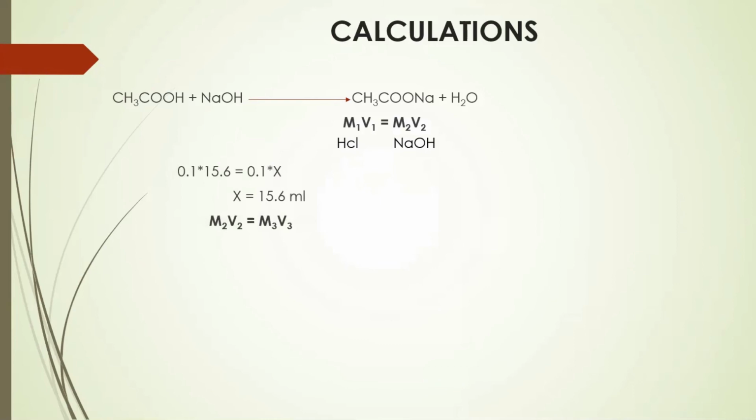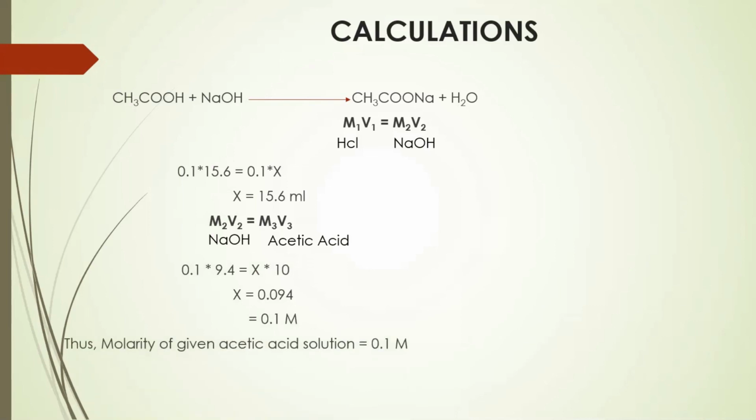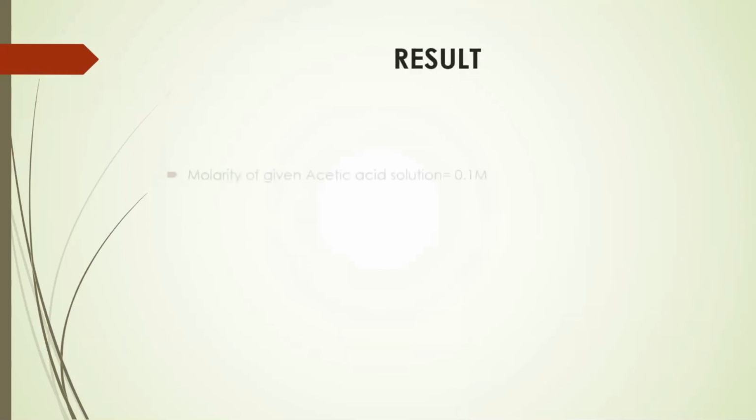Now, M2V2 is equal to M3V3, where M2V2 is for NaOH and M3V3 stands for acetic acid. Again, substituting the values in the above equation, we can calculate the value of X as 0.094, which is almost equal to 0.1 molar. Thus, the molarity of the given acetic acid solution is 0.1 molar. Result. Molarity of the given acetic acid solution is 0.1 molar.